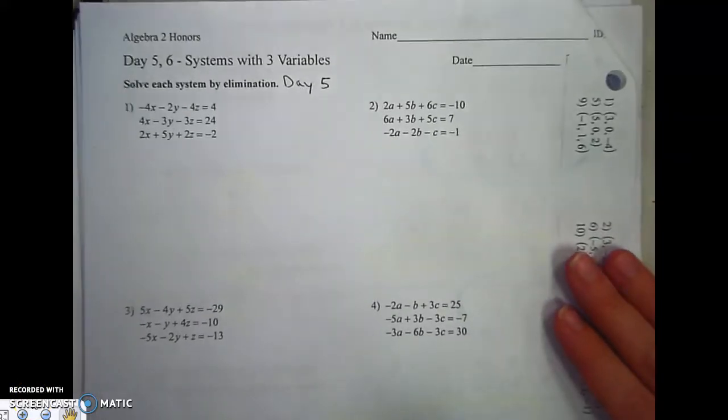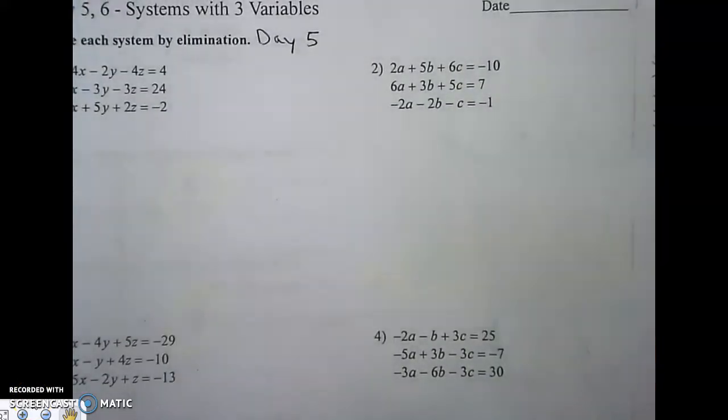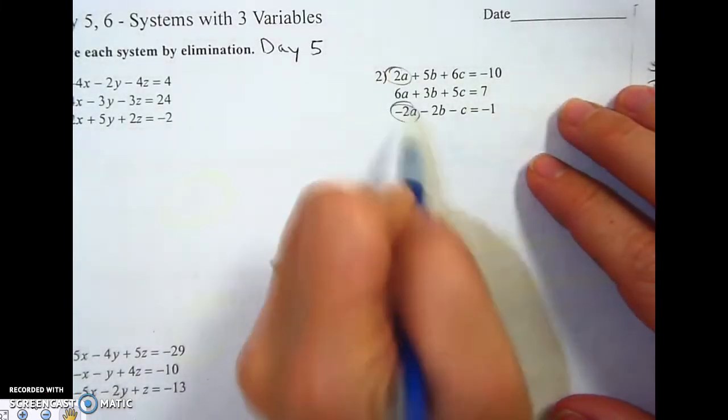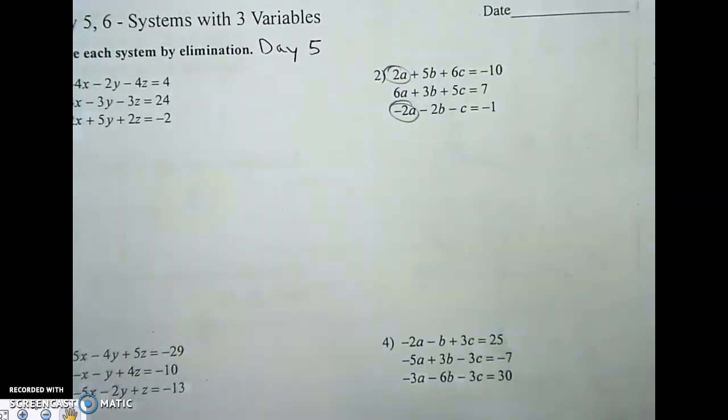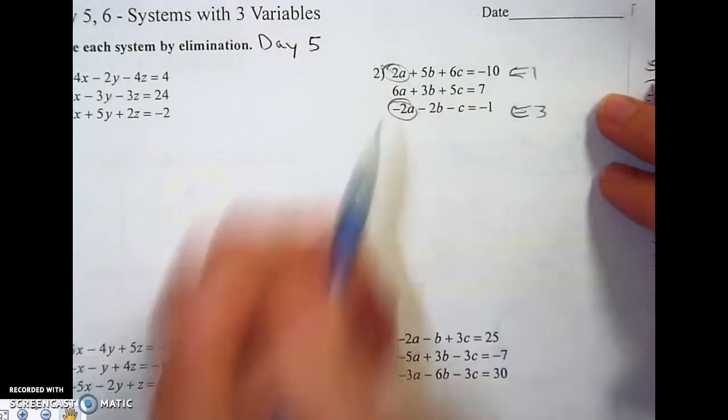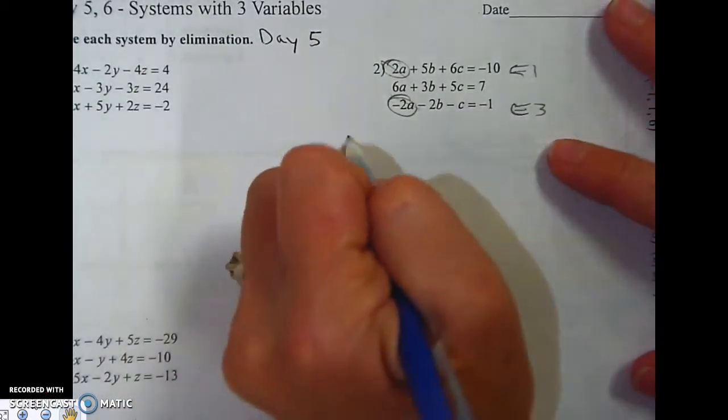So I want to do number 2. And I want to do number 2 because what I like about number 2 is if you look at 2a and negative 2a, I could add equation 1 and equation 3 and eliminate the a's just like that. So I'm going to rewrite it.